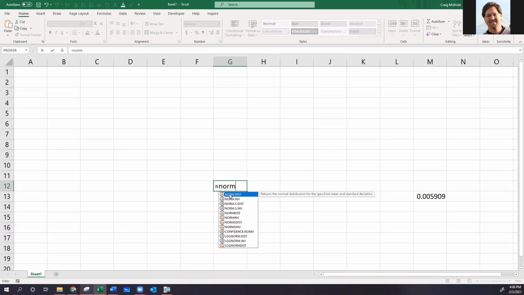Yeah. Now, if we want to do the normal, equals NORM.DIST, the x value that we're using, well, if we start with 5 first, then the mean was 10, standard deviation is square root of 5, and then of course true as well, because we want it to be cumulative.